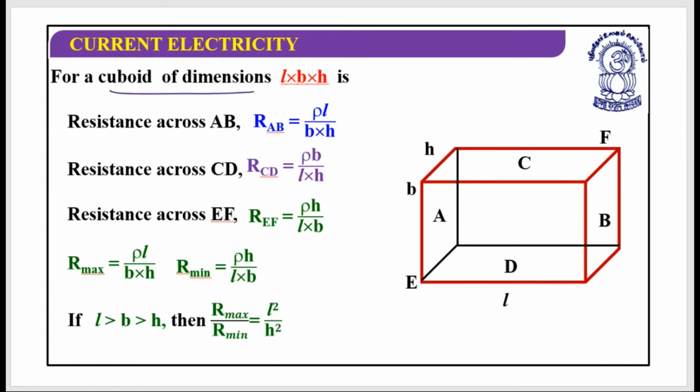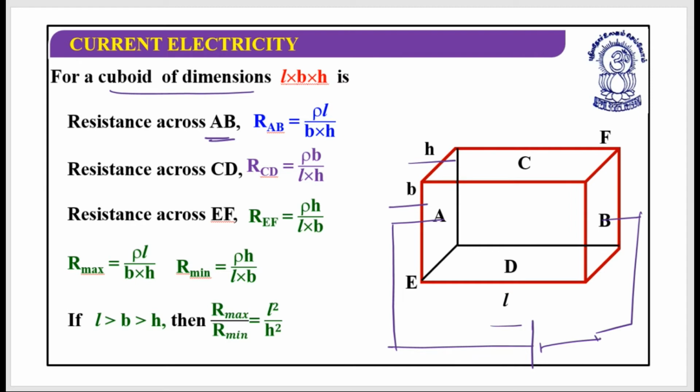Let's have a look. We have a cuboid, and the cuboid has dimensions L, B, H. Now let's suppose I want to calculate the resistance across AB. I want to find out R_AB, what it would be. So when I consider R_AB, let's suppose a supply or a battery has been connected from here, and you need to find out the resistance.